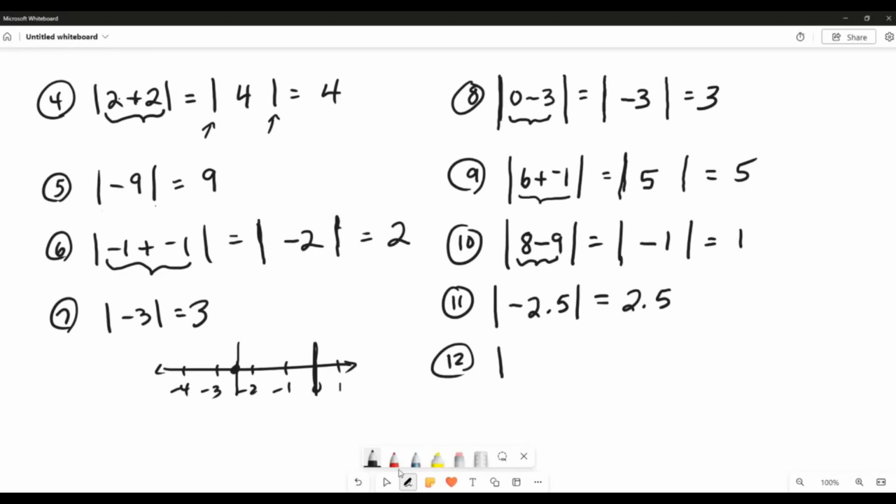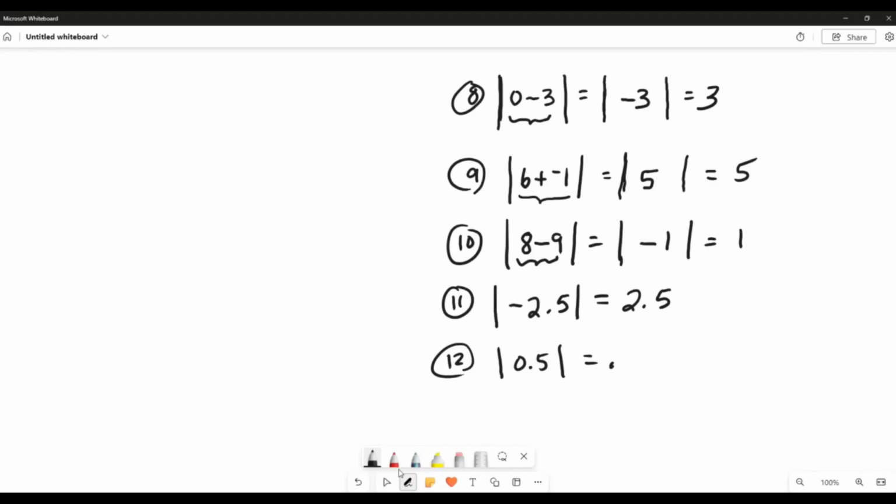Number 12, the absolute value of 0.5. What would be the absolute value of 0.5? Okay, that's correct. It would be 0.5. You don't have to put the 0 in the front.